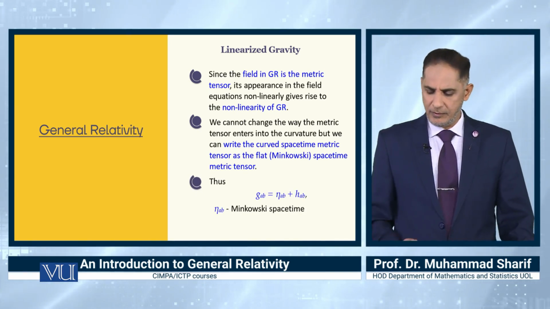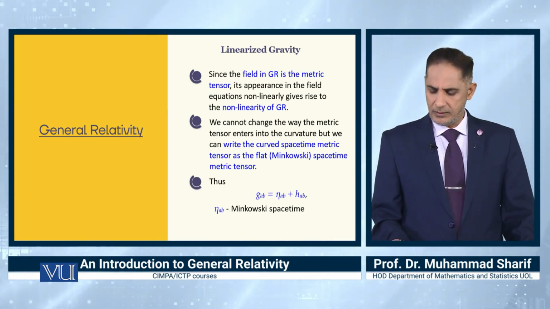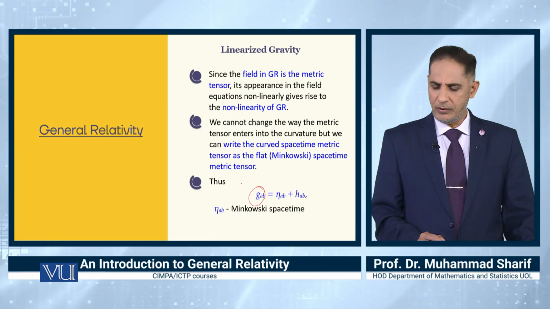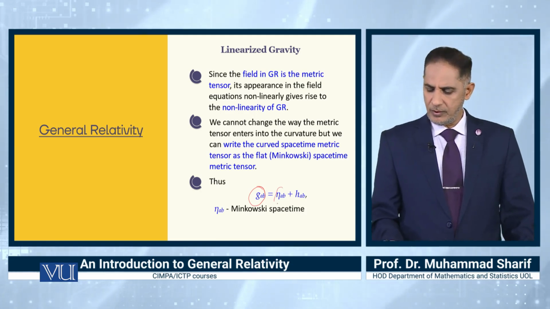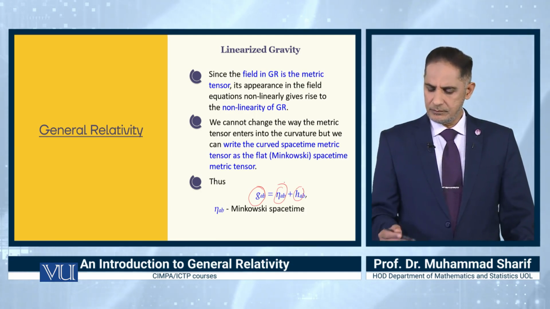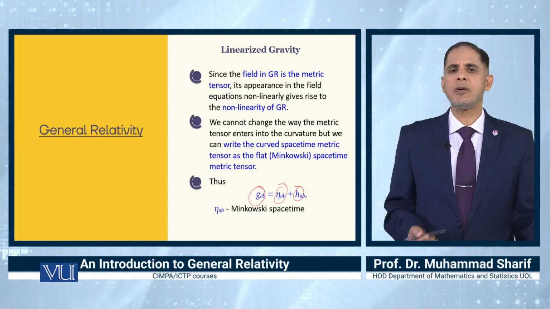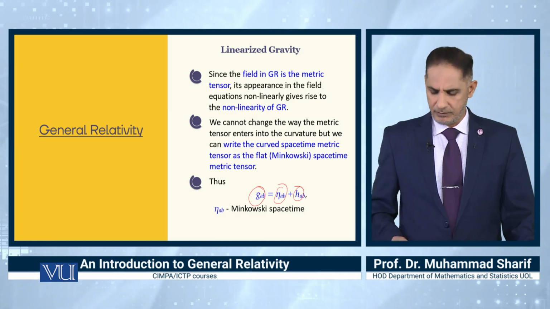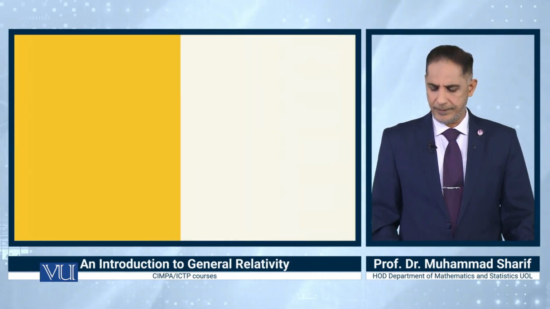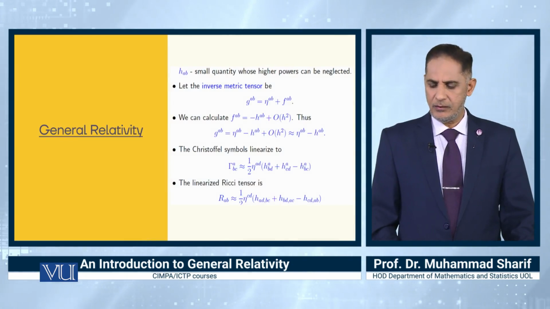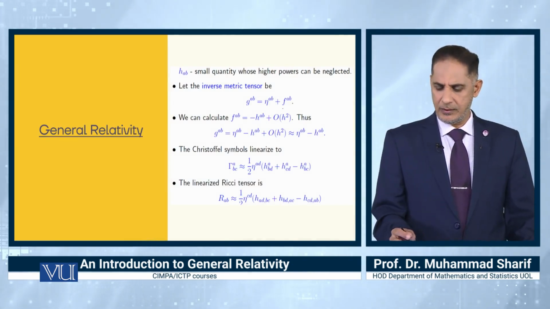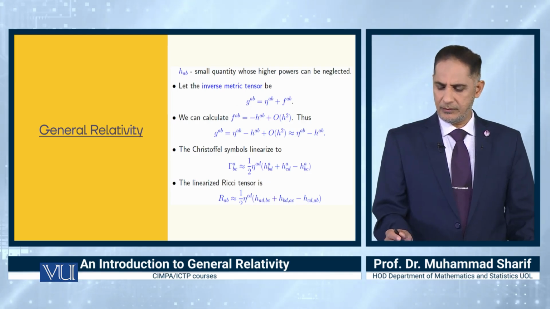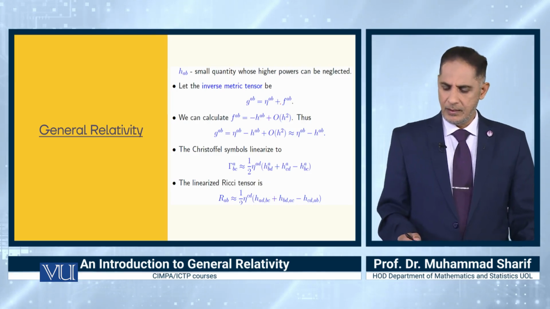So, we define the metric tensor. This is the general metric tensor. When we define linearized gravity, that means we are splitting it into the Minkowski spacetime plus some function which is a very small function, and its higher powers can be neglected. Let us define the inverse metric as follows. I am not giving the details of how it can be written, but we can always calculate this thing. So, this is the inverse.